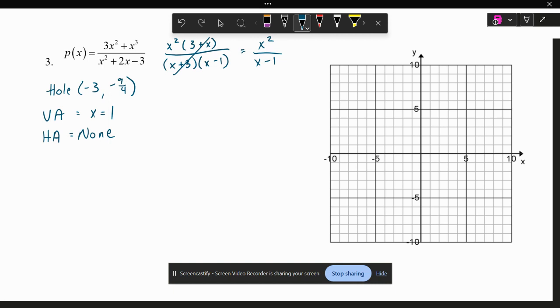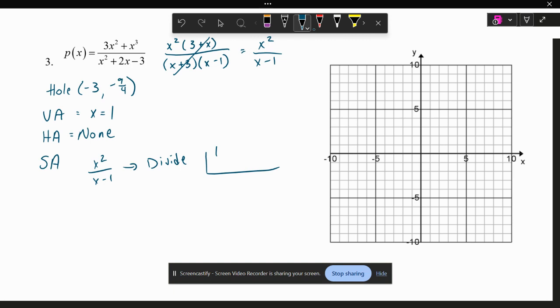When the degree is bigger on top than it is on bottom, there will not be a horizontal, there will be a slant. Okay? You can't have both. You can only have one or the other. So the way that a slant asymptote works is I'd use your simplified, and I would use synthetic division. So the x squared over x minus 1, divide it.